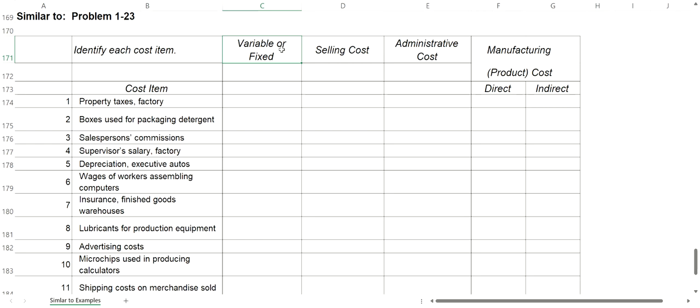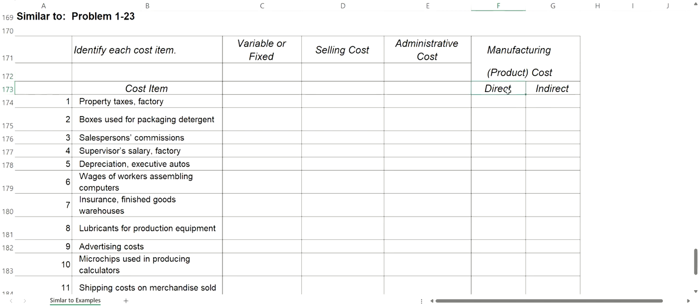Variable means that it's variable depending on how many items you produce or sell. In other words, it's a cost per unit. Fixed is a set amount no matter how many units you produced. Then we identify if it's a selling expense, if it's an administrative expense, or if it's a product cost.